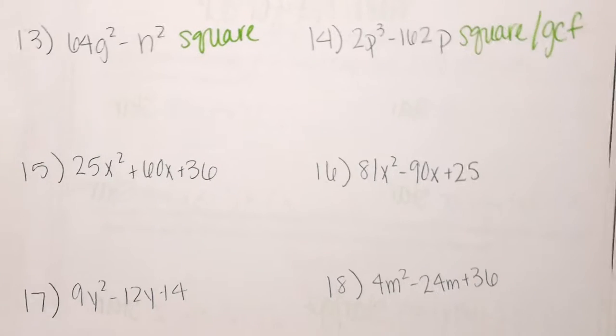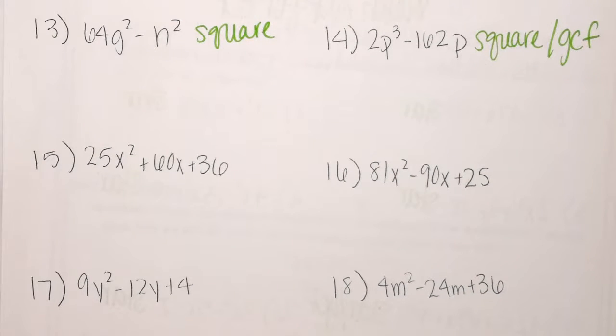Isn't that a star? Because 2. Say it to me again. Isn't 14 a star? No. We're going to factor out the GCF and then I'll prove it to you. It's got 3. Yep. All right, number 15.